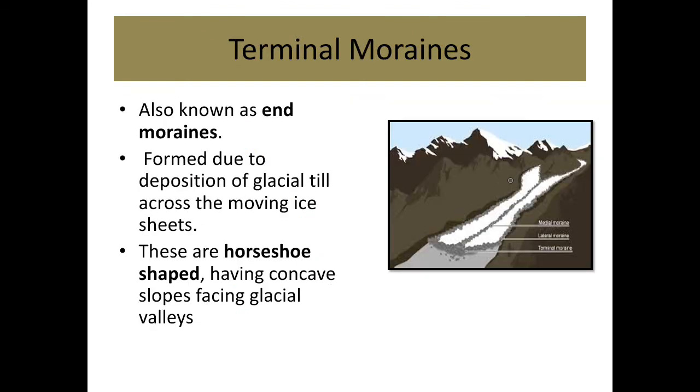Terminal moraines. In this we can see a glacial moraine. At the edge of this moraine, terminal moraines are formed. This is called terminal moraines. These are horseshoe shaped, having concave slopes facing glacial valleys.